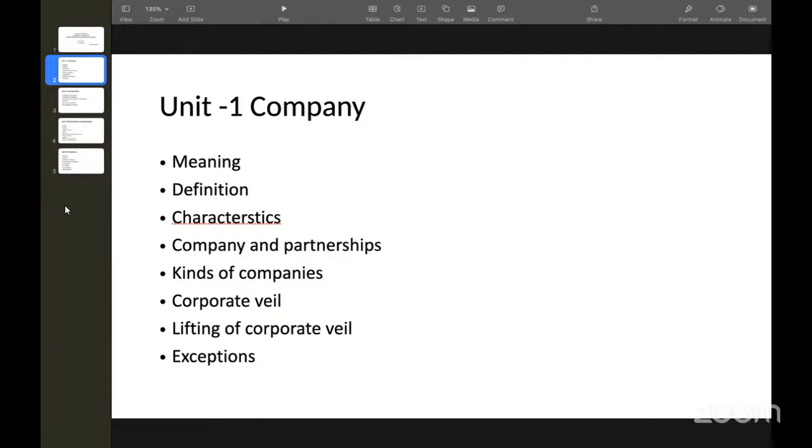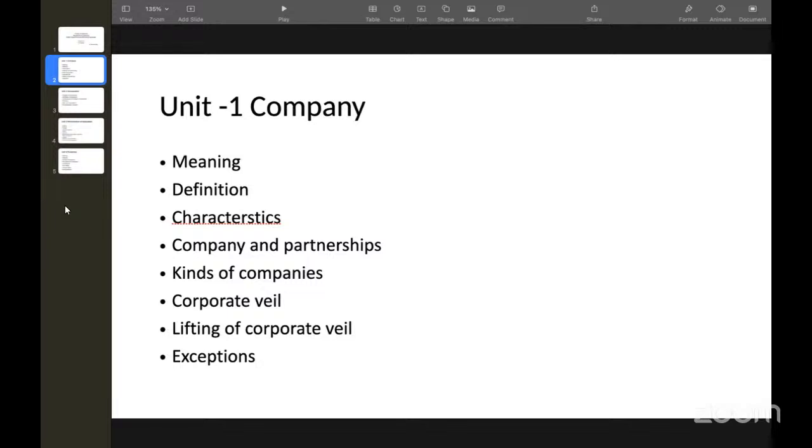That is separate legal entity, limited liability, perpetual succession, common seal, transferability of shares, capacity to sue and be sued, separation of ownership and management, artificial legal person, raising capital, company and partnership.